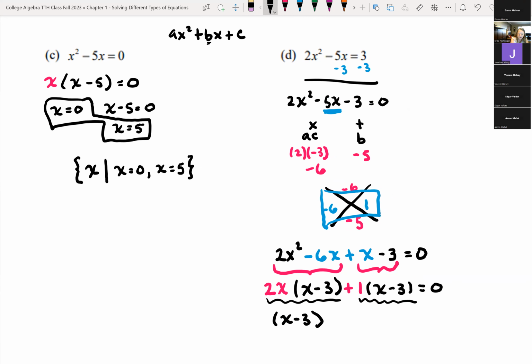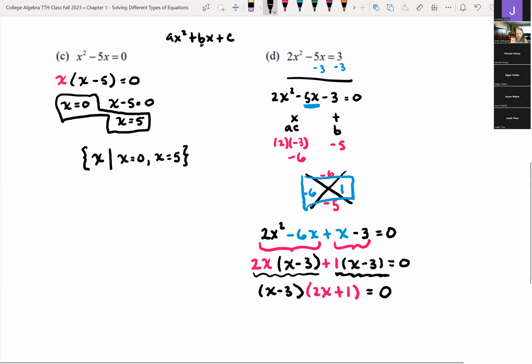So pulling out x minus 3 here, I'm left with a 2x. Where if I pulled out an x minus 3 on the second grouping, you're left with a positive 1. And this is equal to 0. Okay, so looking at this, we factored it. And now we're going to set each factor equal to 0 and solve.